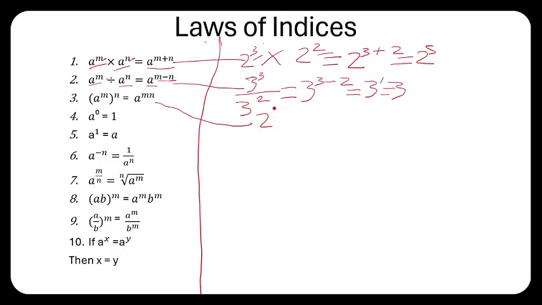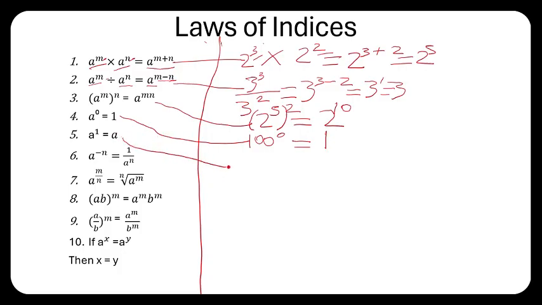So the next law, 2 raised to power 5, open and close brackets, raised to power 2. This is 2 raised to power 5 times 2, that's 2 raised to power 10. So the next one, 100 raised to power 0. As big as 100 is, 100 raised to power 0 is 1.